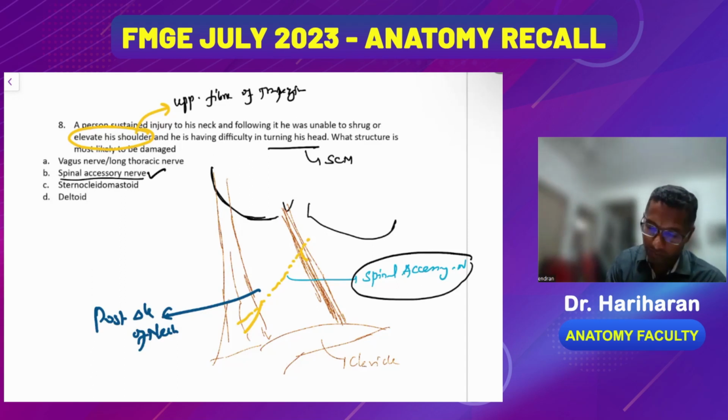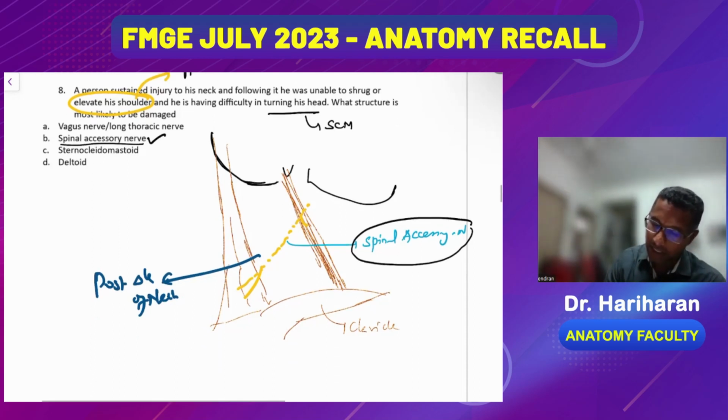You can argue, what about the sternocleidomastoid? No. If the sternocleidomastoid had been injured, the patient would still have been able to elevate his shoulder. He is not able to elevate the shoulder, and he is also not able to turn his head. So the best option among these is the spinal accessory nerve.